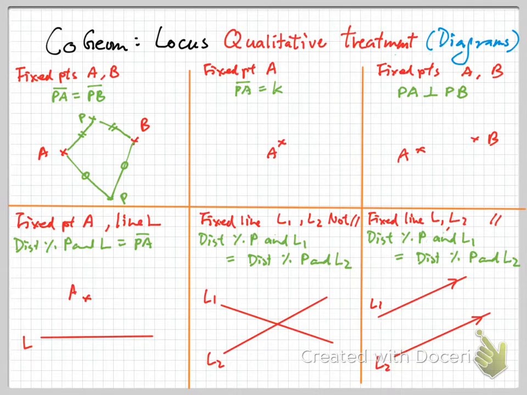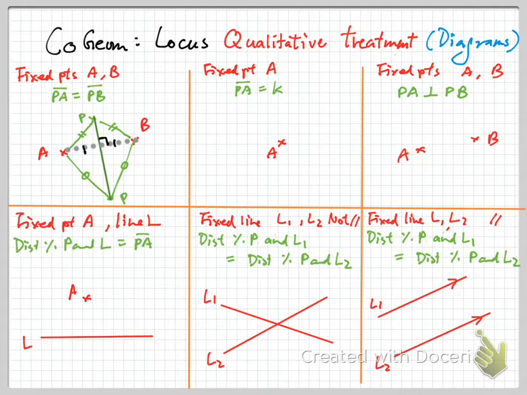In that case, the path traced by P will be a straight line, the perpendicular bisector between A and B. If we join A and B together, we'll have the perpendicular bisector between A and B. That is the locus of P.